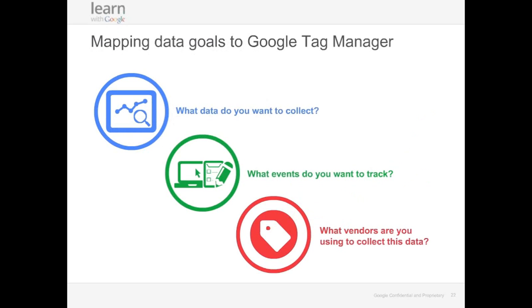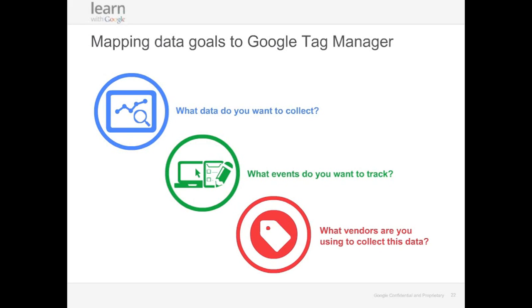And as far as mapping those goals to Google Tag Manager, there's basically three key elements in Google Tag Manager. The first is when you ask yourself, what data do you want to collect? This is things like I want to collect price, or I want to collect the fact that this was a return visitor, or I want to collect the fact that this user visited a particular product ID. That metadata maps to the macro data element within Google Tag Manager. Another question that you may ask yourself is, what events do you want to track?